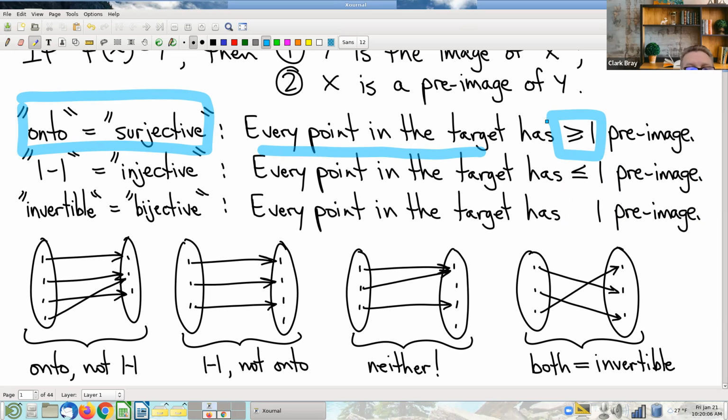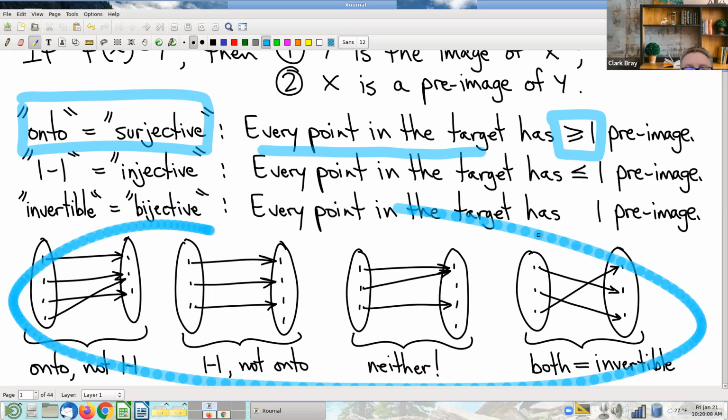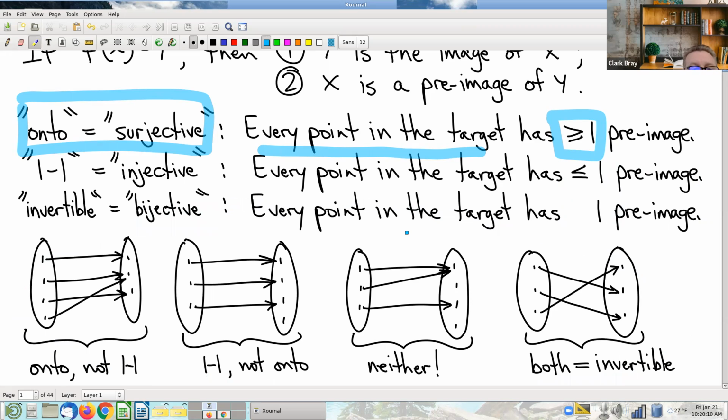So let's take a look at this. I've got some sort of abstract functions written down here. Let's take these one at a time. This is onto because every point in the target has at least one pre-image, right? Take this point right here, for example. It's got at least one pre-image. There it is. Let's take this point right here. It's got at least one pre-image. In fact, it has two pre-images, which is at least one. So cool.